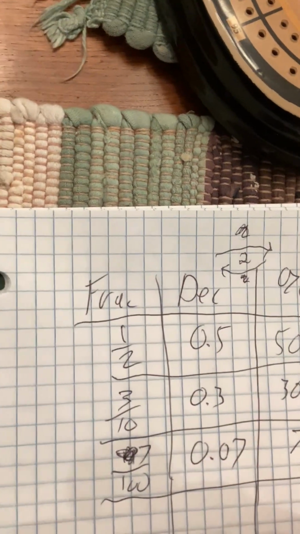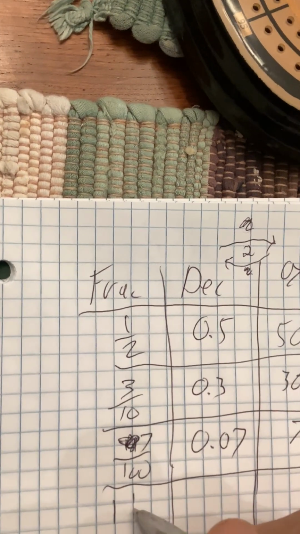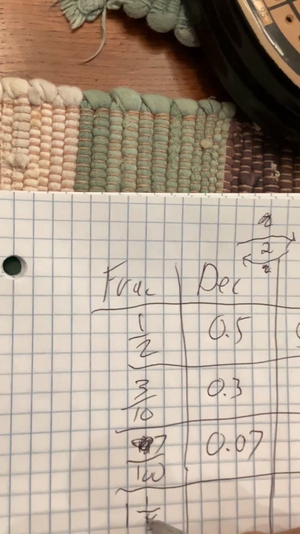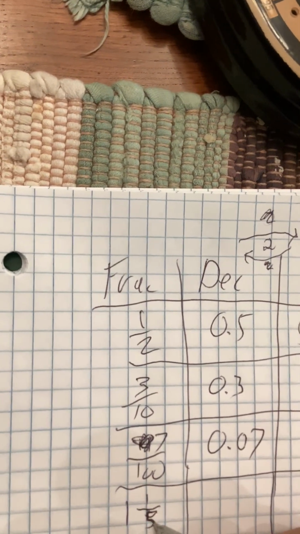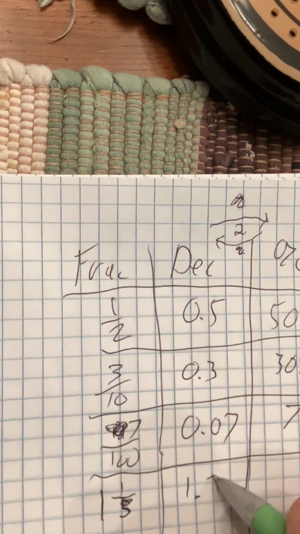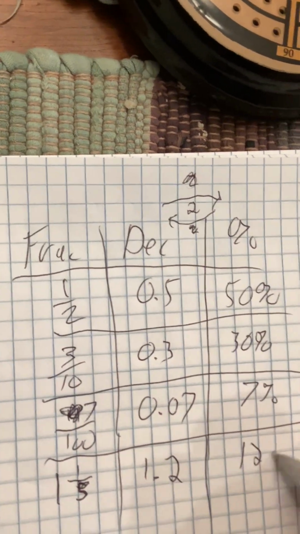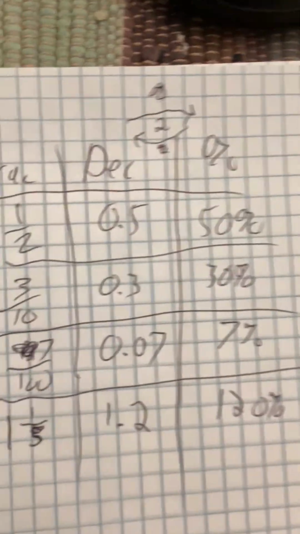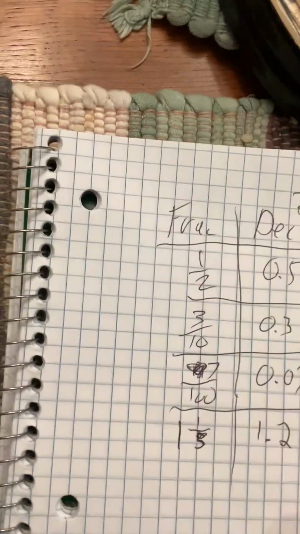What if you had 1 and a fifth? Mixed number. 1 and 1/5. Well, that's 1.2. So that's 120%. Anything more than 1 is going to be more than 100%.